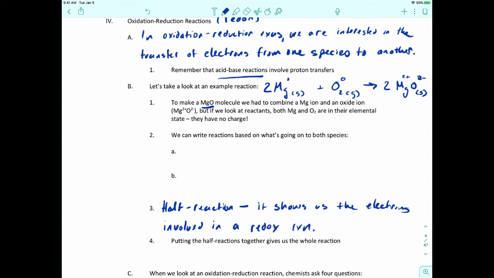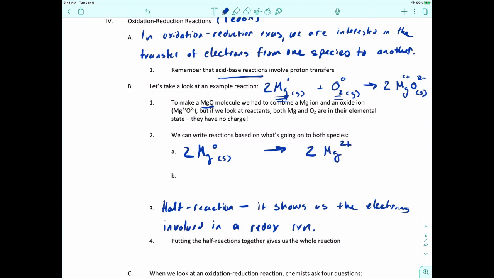Okay, so we can write a half reaction based on just what magnesium is doing, and then we can write another half reaction based on oxygen. All right, so let's take a look at this. If we were to write just magnesium, we have 2 moles of magnesium, and it's solid, on the left-hand side. On the right-hand side, we have 2 moles of Mg2+.